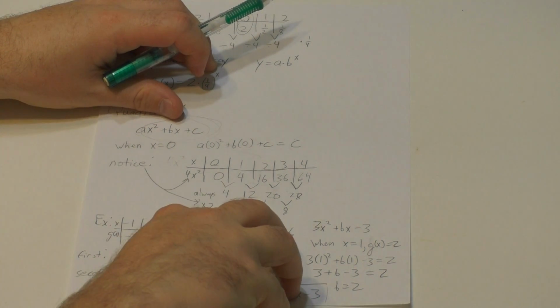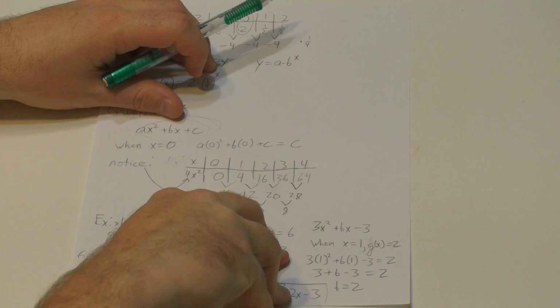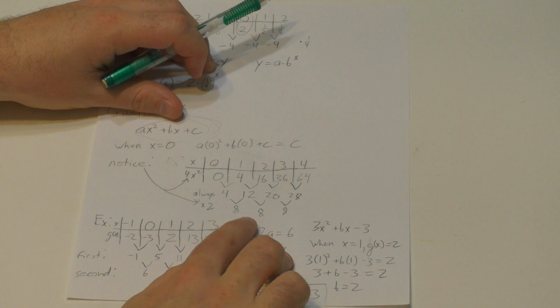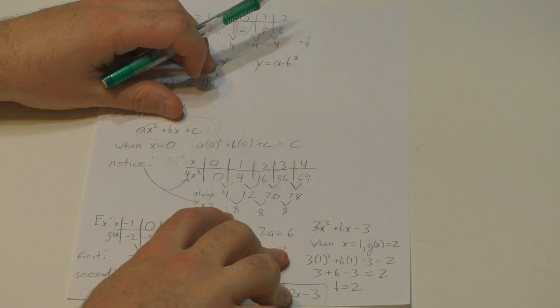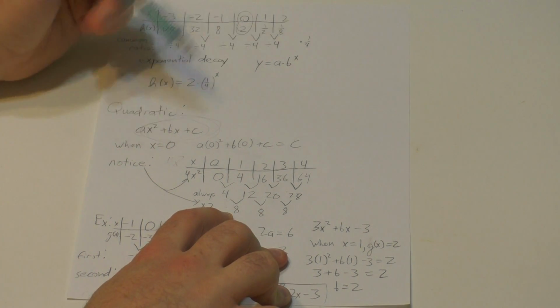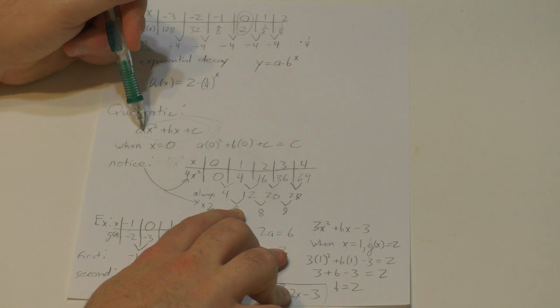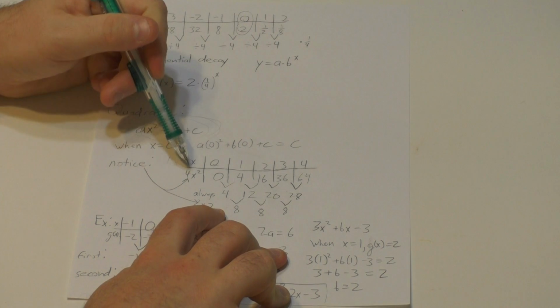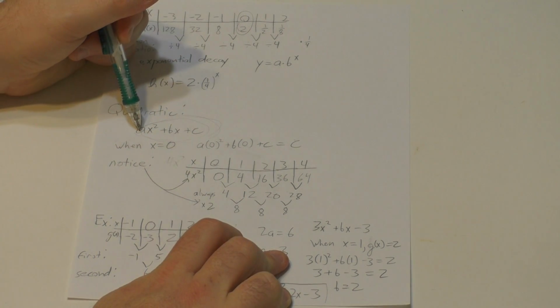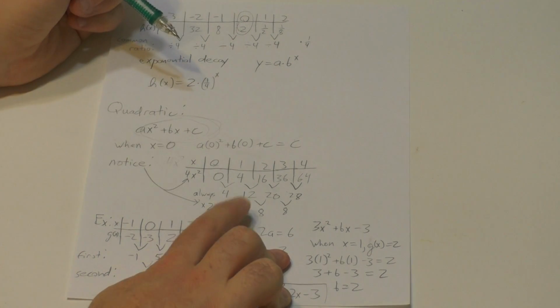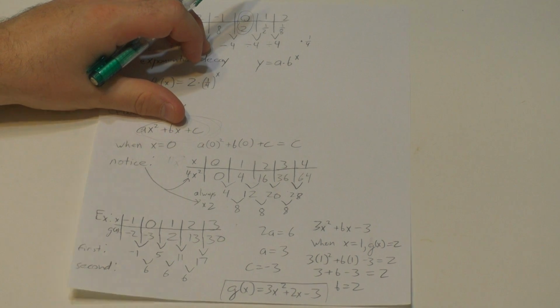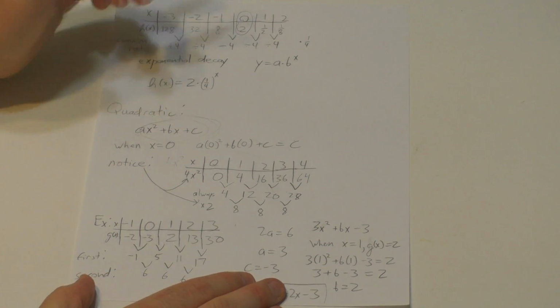Also, look, this is 8. 4 times 2 is 8, okay? So the second difference is related to A by being double A, or A times 2, okay? So 4 times 2 is 8. A, as in 4 times 2, will be the second difference, okay? It'll be easier to see this by example.